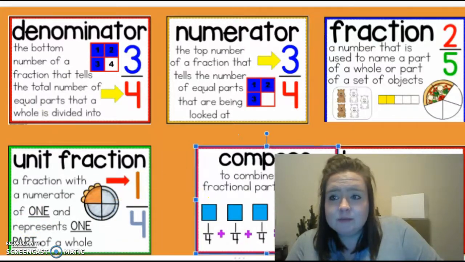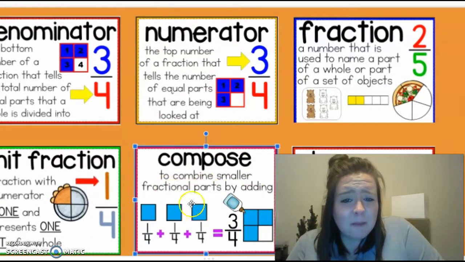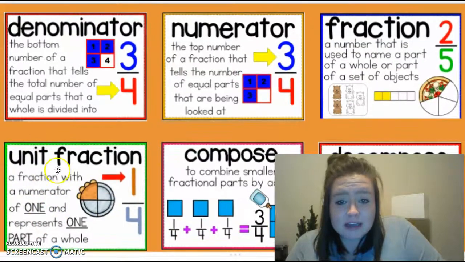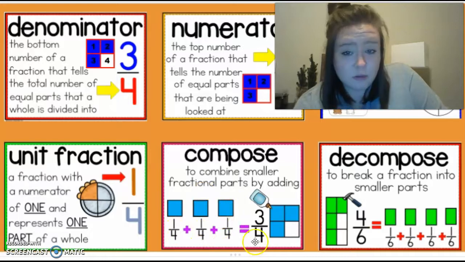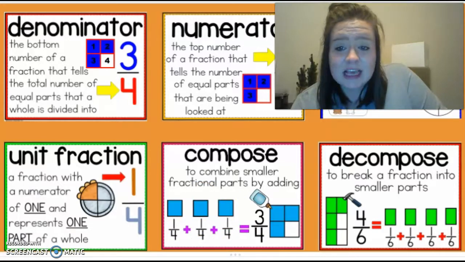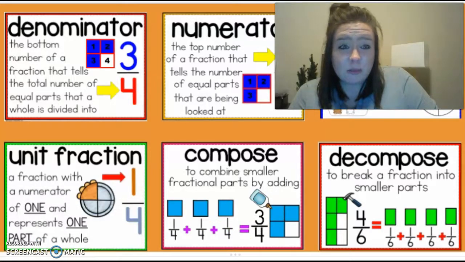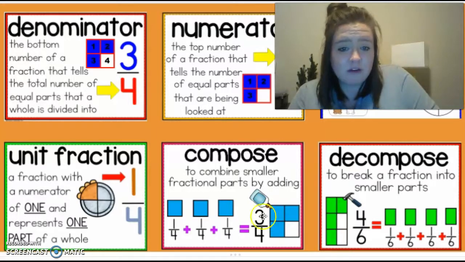Composing, oops, I meant to move this. Compose means to combine smaller fractional parts by adding. This right here, we just talked about unit fractions. Composing, these are all unit fractions. So 1/4 is the unit fraction, 1/4 is the unit fraction, 1/4 is the unit fraction, because that represents one part of the whole, meaning each part of that fraction is only 1/4 of the whole thing.